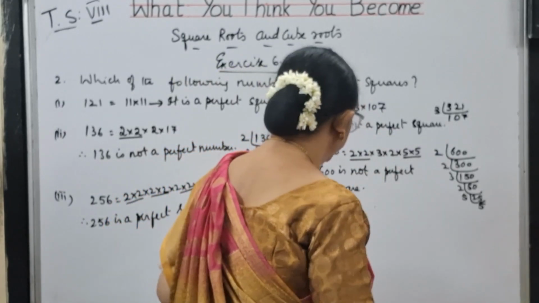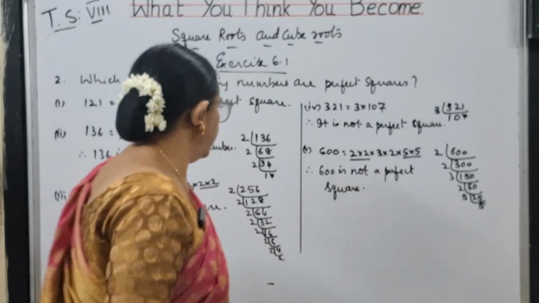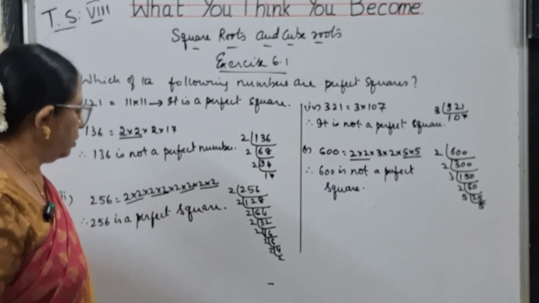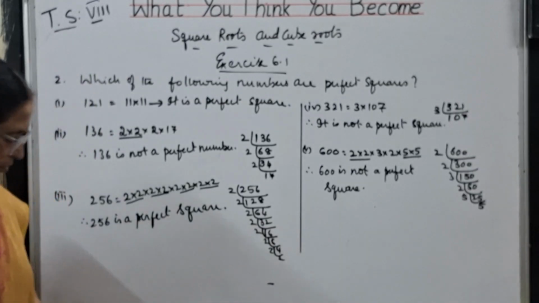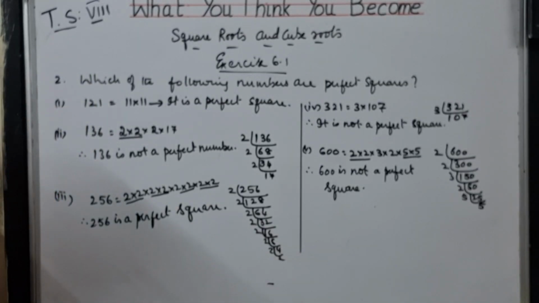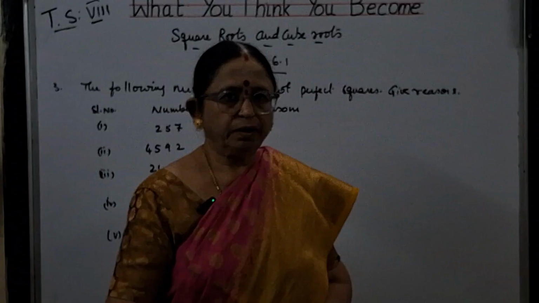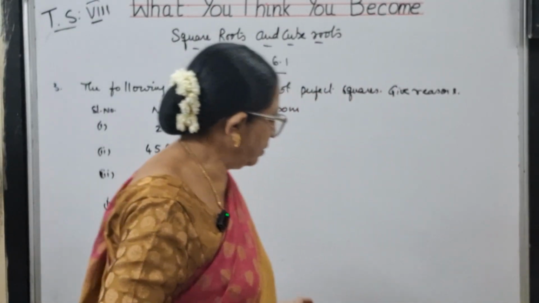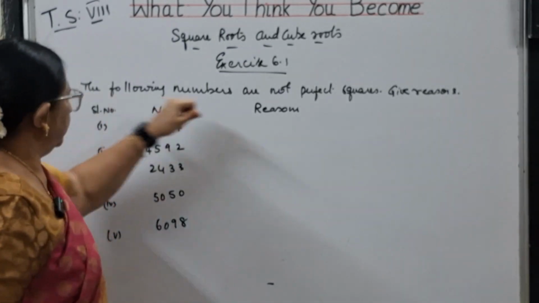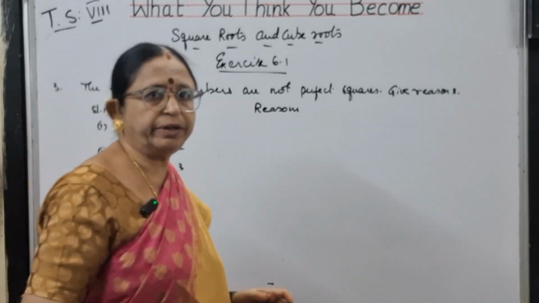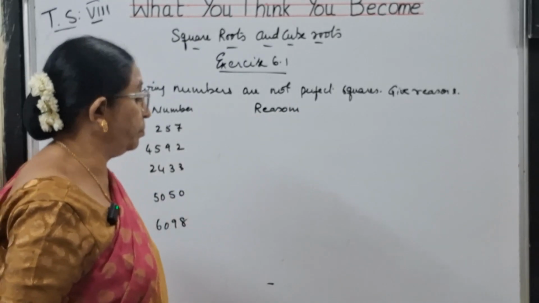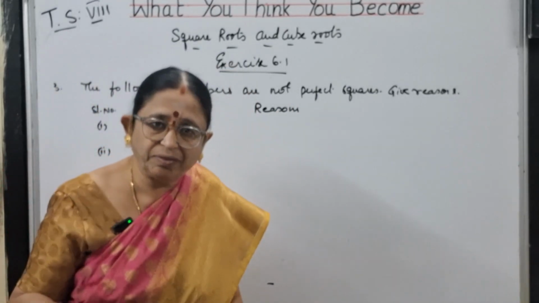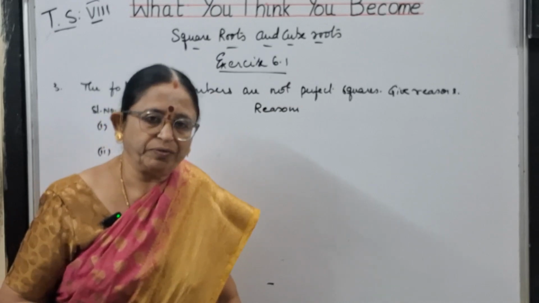So I hope I am clear, children. To get a perfect square, you should have pairs like this. Please note it down. Now the next problem is: the following numbers are not perfect squares. So you need to find what is the reason. In the problem itself, it is given that the numbers are not perfect squares.